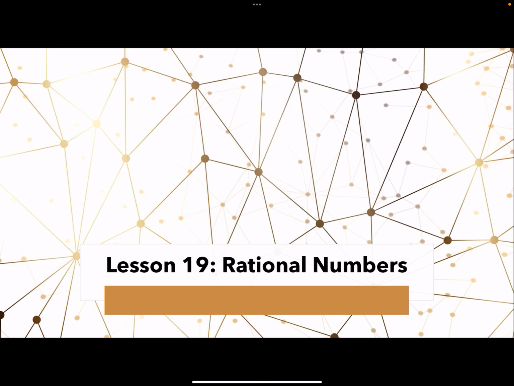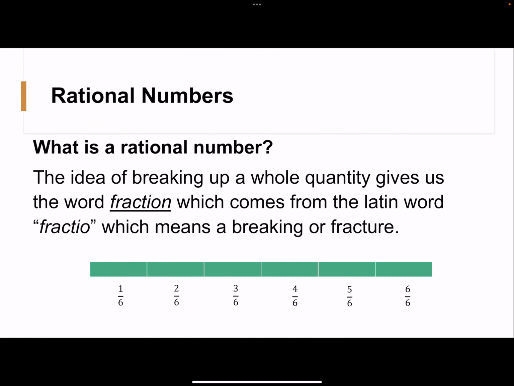Today we're going to talk about Lesson 19, which is rational numbers. First of all, we want to define what a rational number is. A rational number, in simple words, is a fraction. The textbook talks about the idea of breaking up a whole quantity, which gives us the word fraction. It comes from the Latin word fractio, which means a breaking or a fracture.